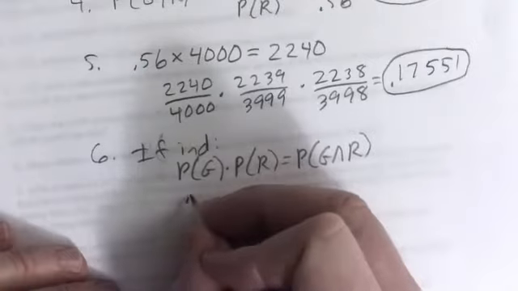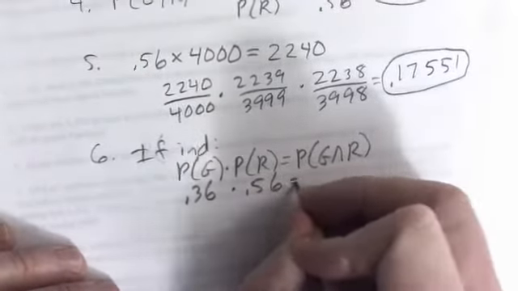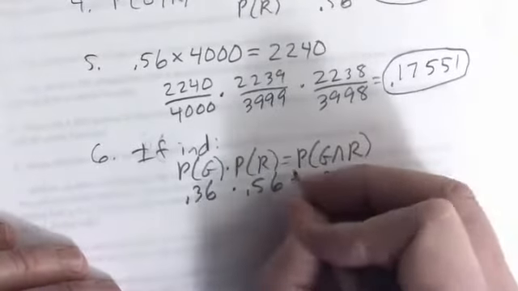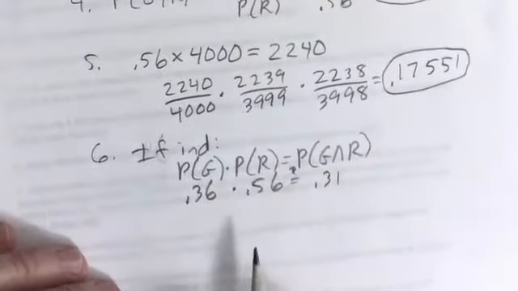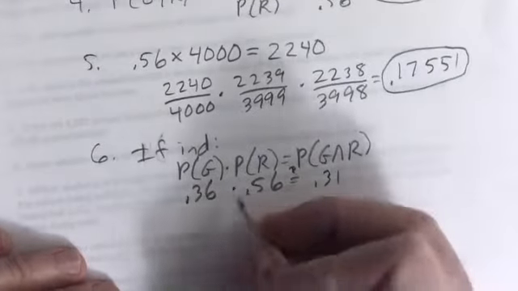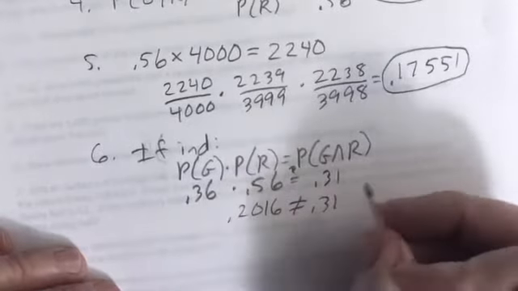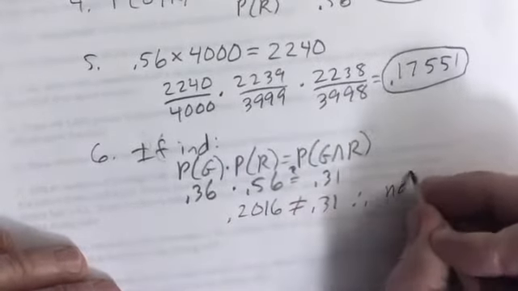And so this would be 0.36, and the probability they speak Russian is 0.56. Those are given in the problem, and the probability of both is 0.31. Now, are those equal? Well, when you multiply those two things, you get 0.2016. That is not equal to 0.31, and so therefore they are not independent.